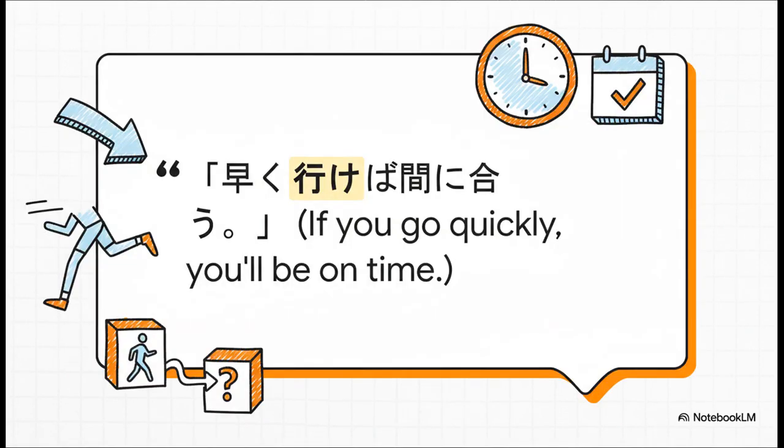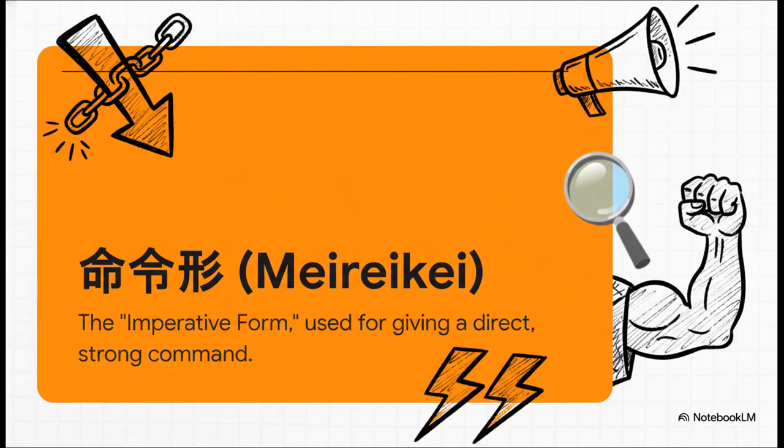And here's how you spot it in the wild. You see 早く行けば間に合う. The key here is that ike is followed by ba. That whole phrase, ikeba, is the classic structure for if you go. If you go quickly, you'll be on time. It's just setting up a condition. And now for its twin, the Meirei-kei.